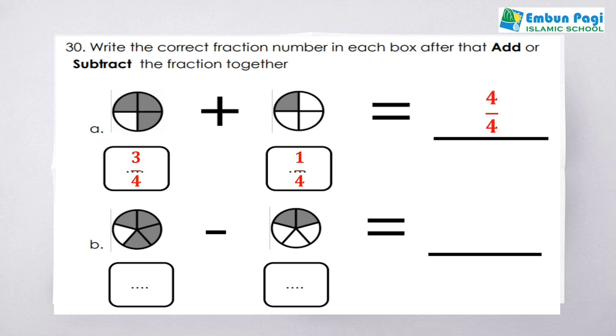Point B, we have 4 shaded parts out of 5 equal parts, so we got 4/5 of the figure shaded. And 2 shaded parts out of 5 equal parts, so we got 2/5 of the figure shaded. 4/5 minus 2/5 equals 2/5.